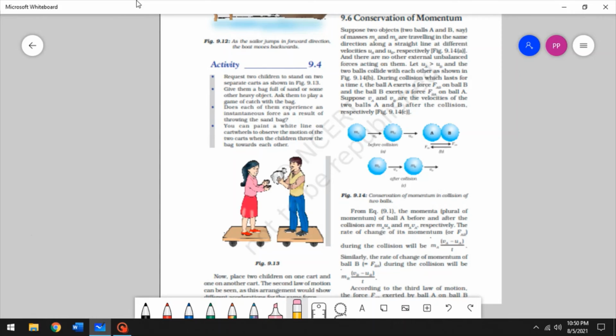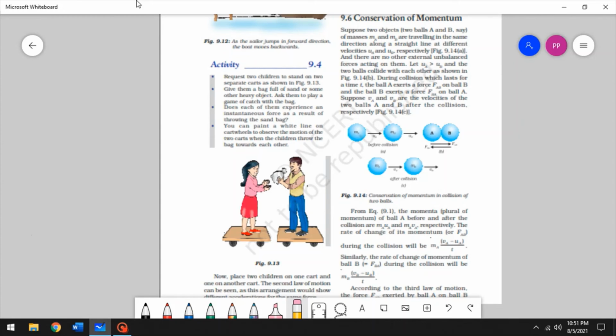Once they collide, they transfer that momentum to one another. So that is how momentum is always maintained constant. From figure 9.1, that's the first figure, and from equation 9.1, the momenta, that's the plural of momentum, of ball A before and after collision are mu and mv.